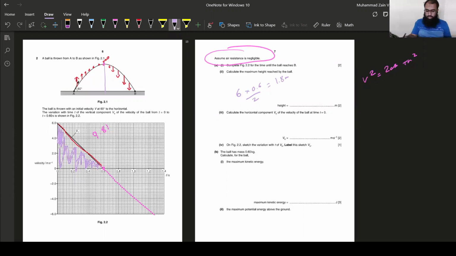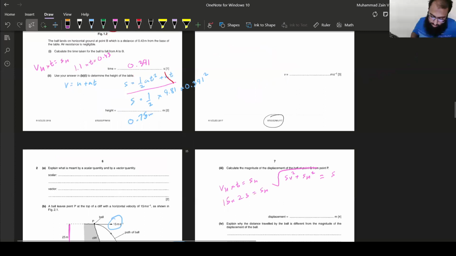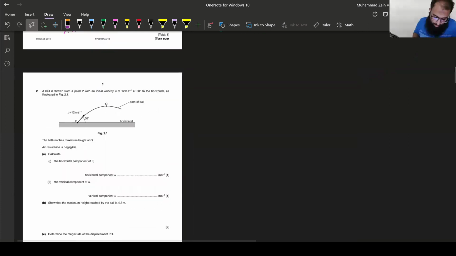The next part: calculate the horizontal component vh of the velocity of the ball at time t equals 0. Now, do we know the vertical component at time t equals 0? It's 6 meters per second. Previously, when we were doing the earlier parts, you all told me that the horizontal component was equal to v cos 60, and the vertical component v sin 60. So I use that same thing again.